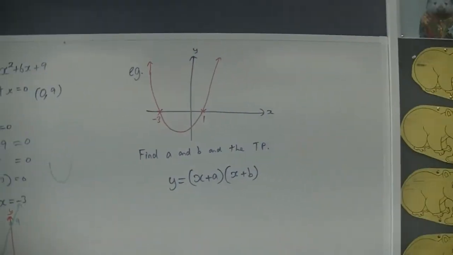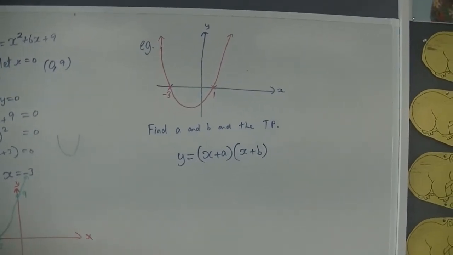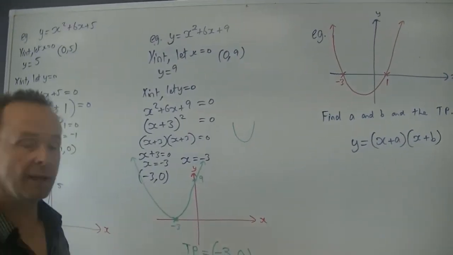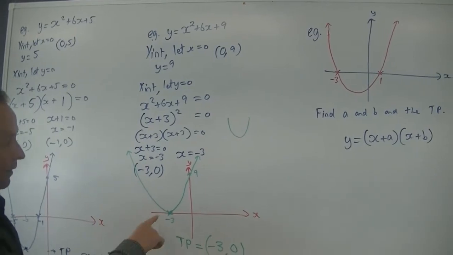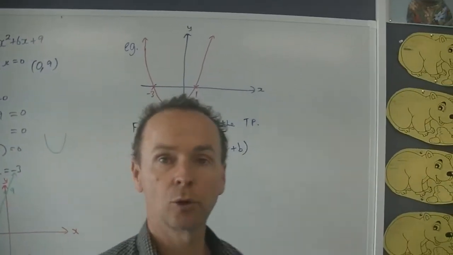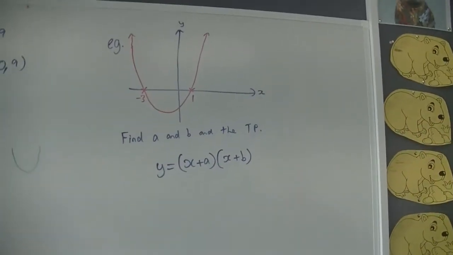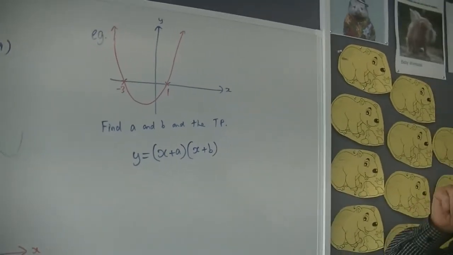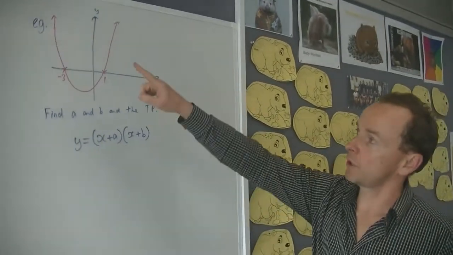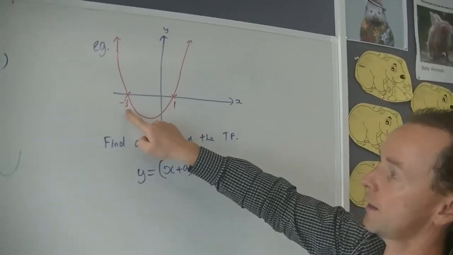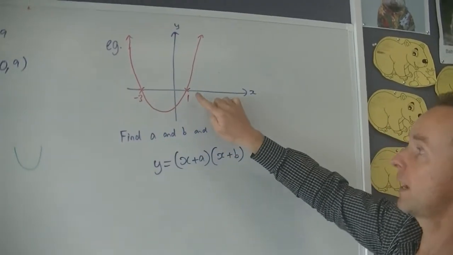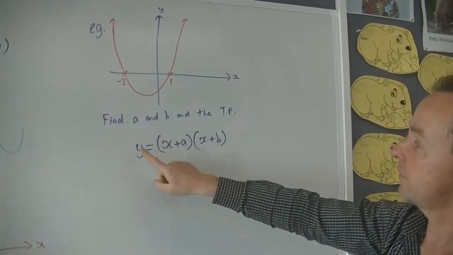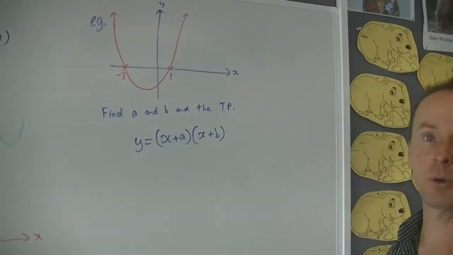And that's it. So you just have to be aware that when there's only one x-intercept, it's going to look something like that, or it might be upside down, but so far they're all positive parabolas. Okay, now the last question is a little bit different. We've got a graph, and the x values go through negative 3 and positive 1. And it says here, find A and B and the turning point.